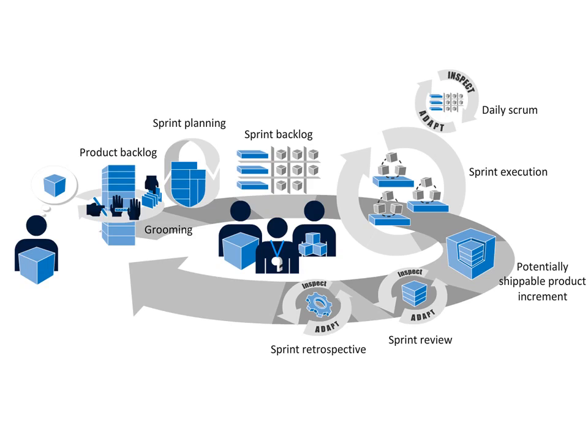an output, a potentially shippable increment, which is presented during the review, and also the sprint retrospective, where the team comes together and discusses what went right and what went wrong and what can be improved in future sprints.